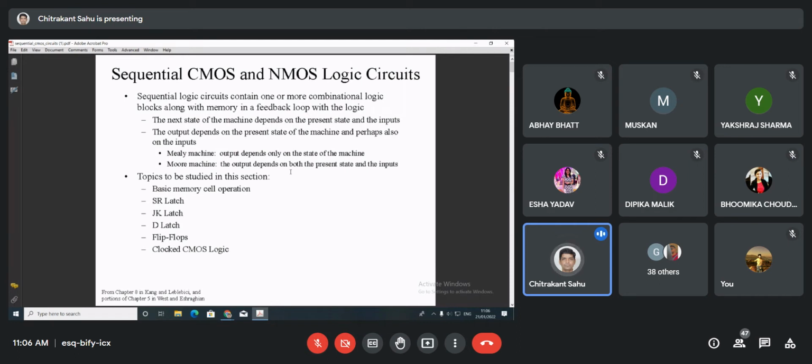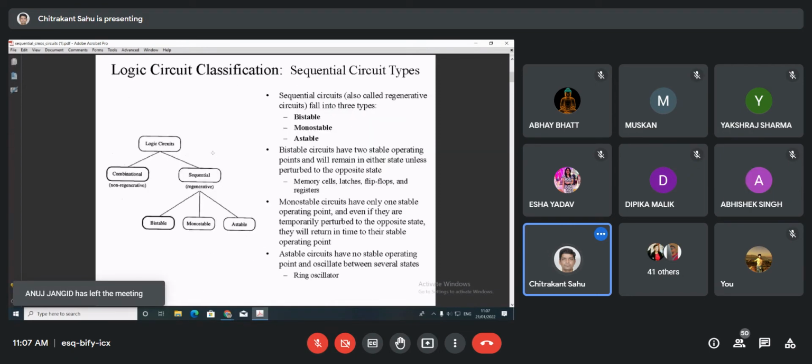So in this section, basically we'll see what the different logic circuitries related to sequential design are, especially related to the latch and flip-flop. So you can see, we'll discuss this particular topic: what is the basic memory cell for a sequential design, how it works, then how it can be used as an SR latch or JK latch or D latch or flip-flop and clocked CMOS logics.